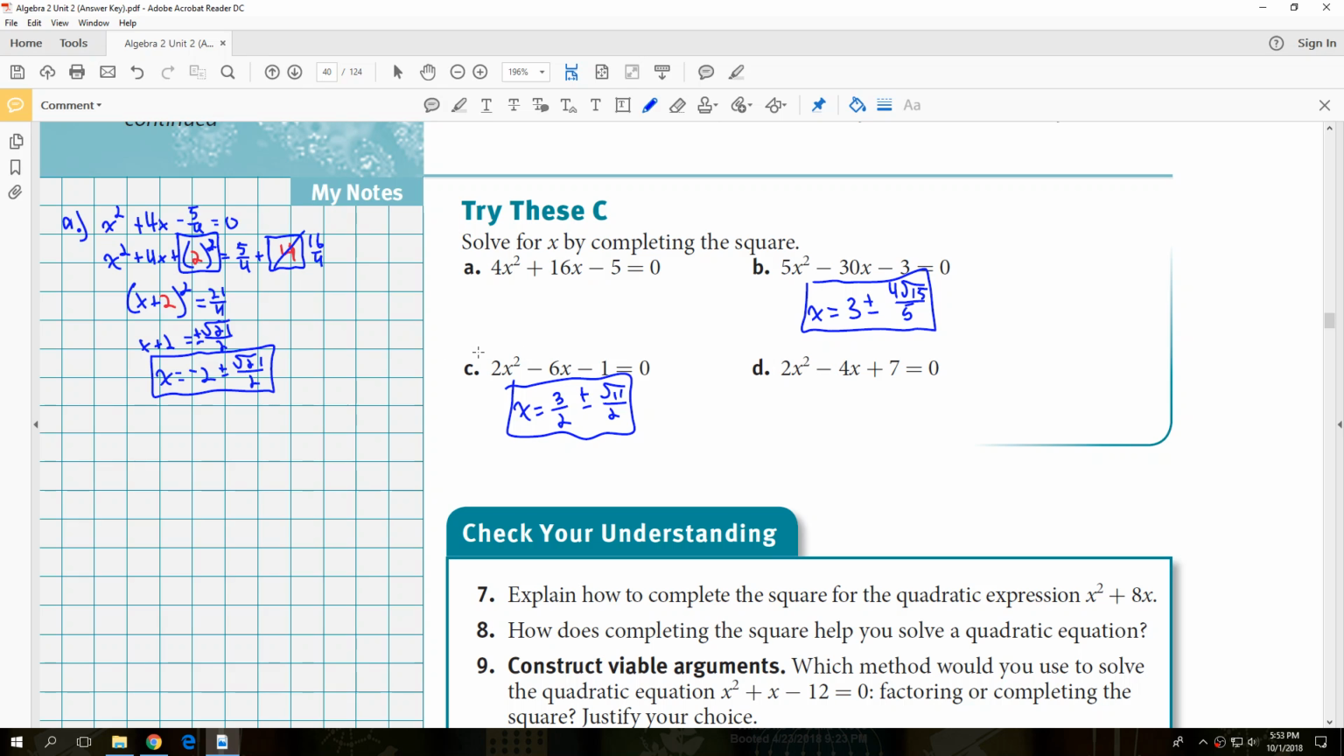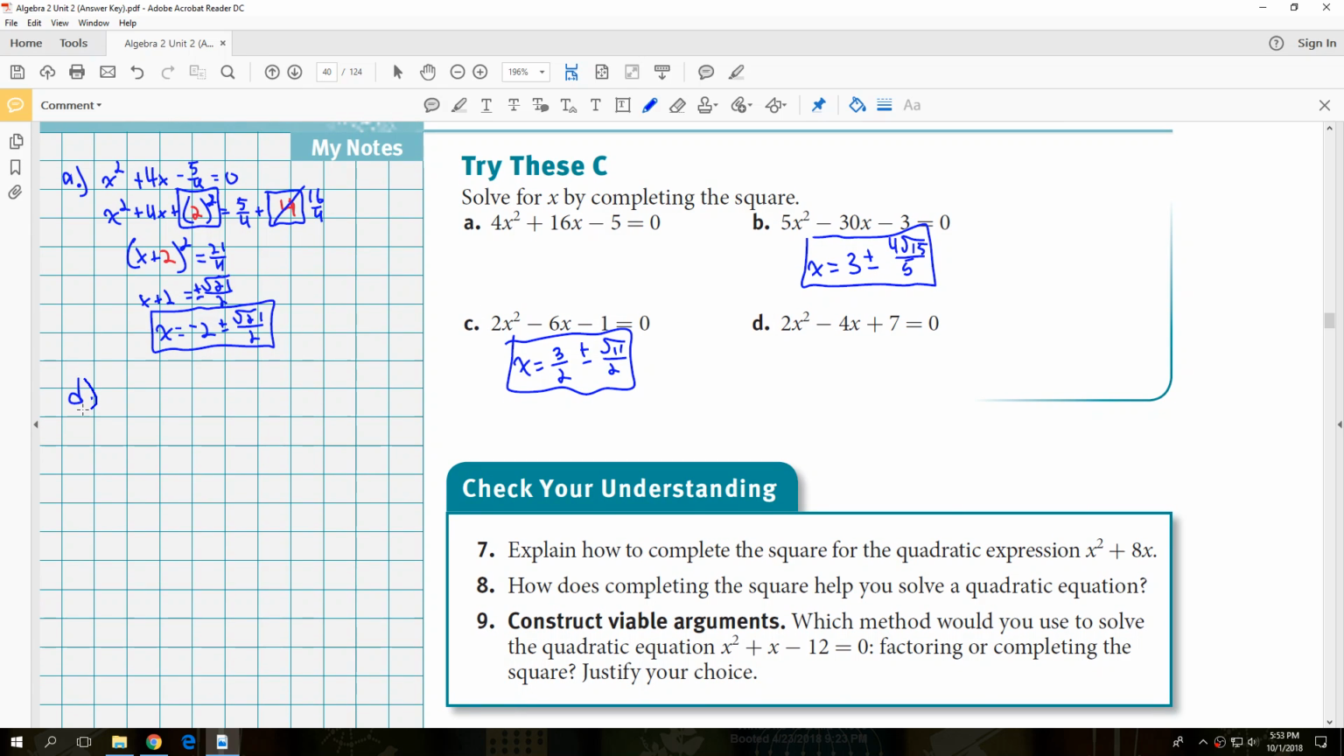And let's go ahead and do D together. All right, so D, we'll do that over here. First of all, again, we need to have a 1 for the a. That's the number one problem right there. So we will divide everything by 2. So we end up with x squared minus 2x plus 7 halves is equal to 0. Now I have to clear out that 7 halves to make for a nice number in there. So x squared minus 2x plus something is equal to negative 7 halves plus something.